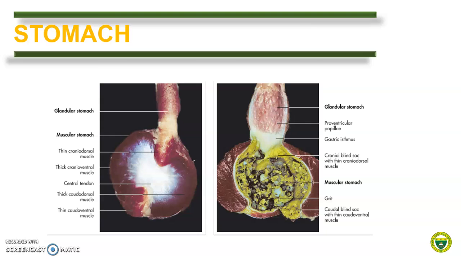The internal lining is covered by a coarse yellow layer that resembles a grinding plate, called the koilin membrane. Small stones and other hard foreign particles, or grit, swallowed with the feed are present in the gizzard to further assist with the mechanical breakdown of the ingesta.